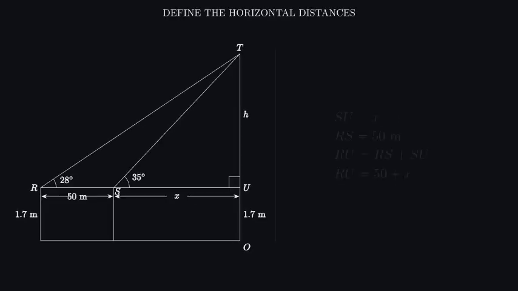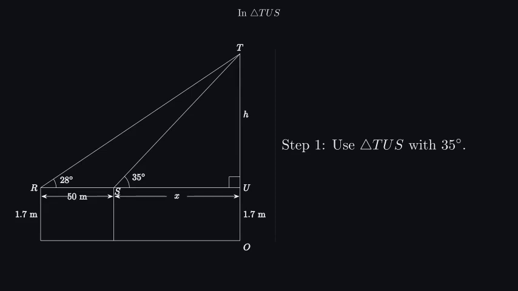Let the horizontal distance from the closer point, S, to the tower be x. The man moves 50 meters away from the tower, so RS equals 50 meters. Therefore, the distance from the farther point, R, to the tower is RU equals 50 plus x. The height, TU, is the same in both right-angled triangles. So we write one expression for TU using the 35 degrees triangle and another expression for TU using the 28 degrees triangle. Then we equate them.